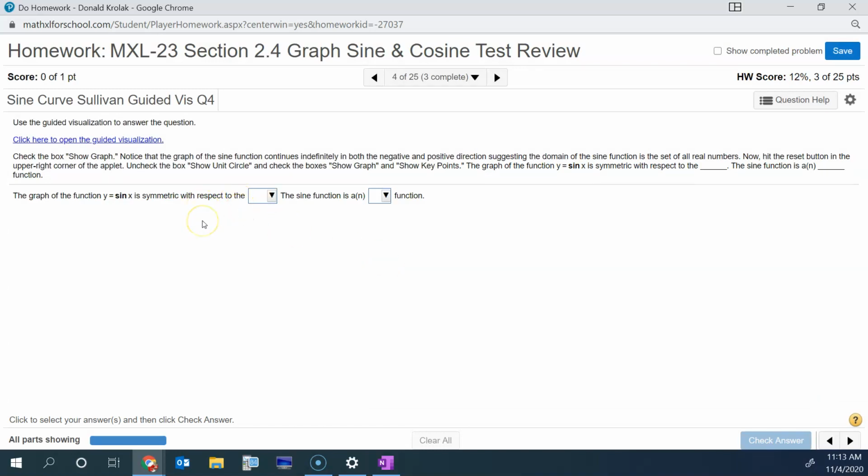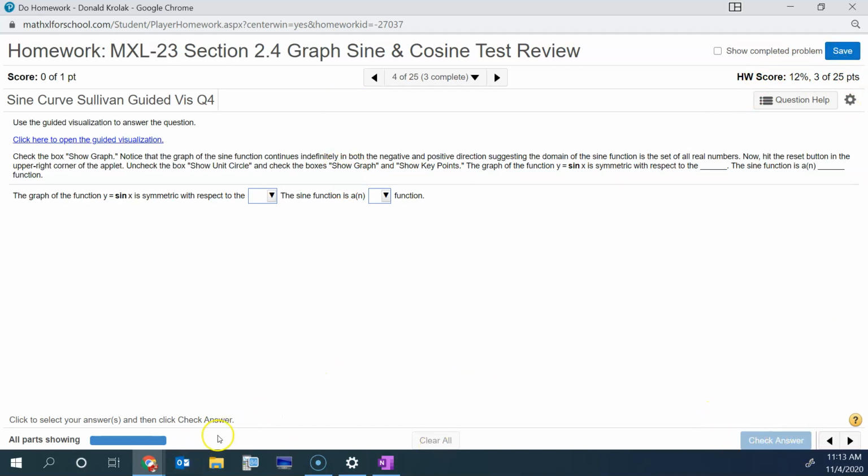All right, now this one says you're going to check the show graph, uncheck the show unit circle, and check show graph and show key points. And then the question's asking, the graph of the function y equals sine x is symmetric with respect to the blank, and the sine function is a blank function. Okay, so what's the symmetry on a sine function?